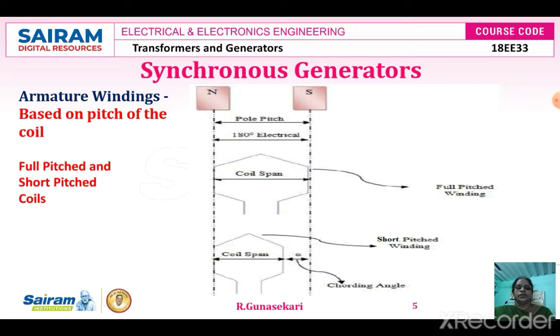And then short pitched winding. Below, you can see the figure. Alpha is known as the shorting angle. For example, the first slot is joined to the 10th slot. Instead of the 10th slot, the 9th slot is connected, which means one slot of shortage is there. The angle between these two slots is called the shorting angle, which is denoted by alpha. So in short pitched winding, the coil span is less than 180 degrees. That is, 180 minus alpha is equal to the coil span. But for full pitched winding, the coil span is equal to 180 degrees.